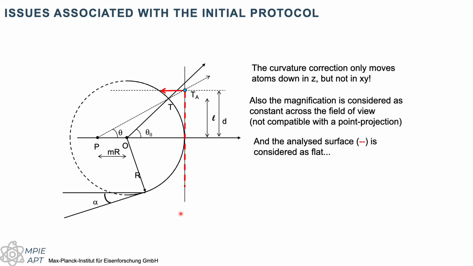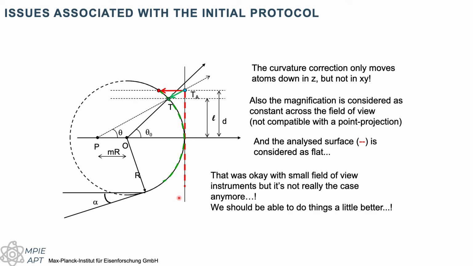We have to assume that we know the analyzed area and that it's sort of flat like this at the end of the needle, which is not really true. So all of these assumptions were okay when the angular field of view of the atom probe was very tiny, just a few degrees off the main axis. But for wide field of view atom probes like the LEAP, it doesn't really work anymore. So there have been a few changes made by Imago and Cameca now to try and make this slightly better.